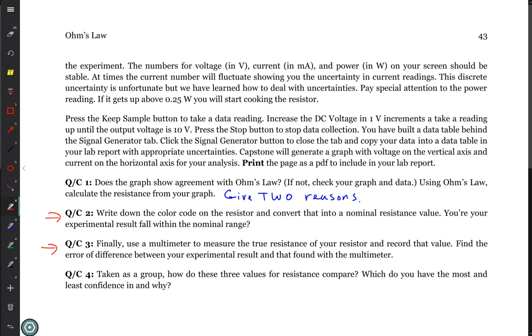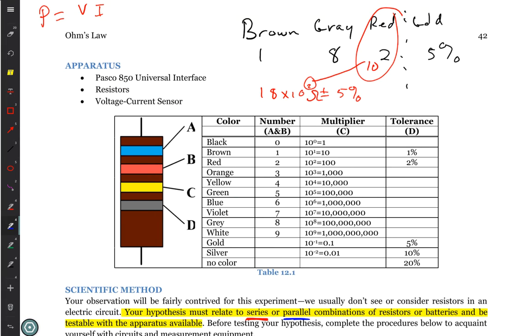Okay, so for question 2, you're going to write down the color code and calculate what the nominal value is. For step 3, I'm going to bring out a multimeter. You'll just take the resistor away from everything and connect it to the multimeter, a device that measures the resistance. So I'll have to get out a multimeter for that. Question 1 is about your graph, and you need to have 2 reasons why your graph agrees with Ohm's Law, why it supports Ohm's Law. We've already gone through those, so now let's do the actual experiment.